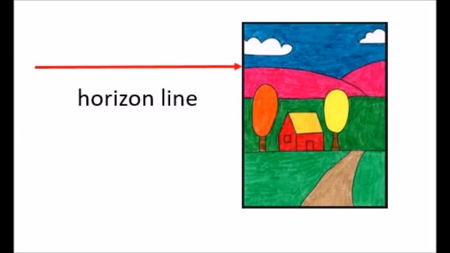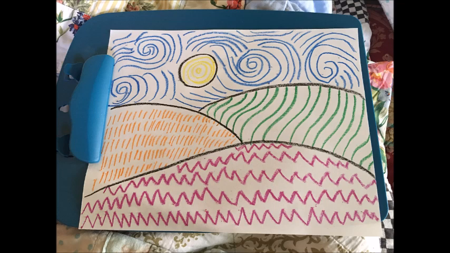The artist helped to create depth in this landscape by using a horizon line. That line at the top of the pink hills, the line separates the land from the sky. That's called the horizon line.